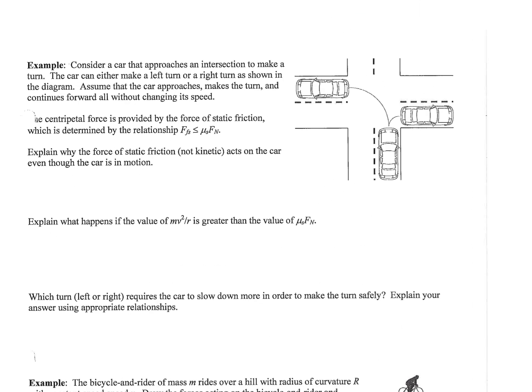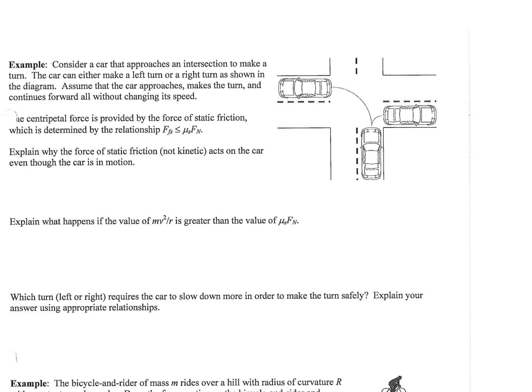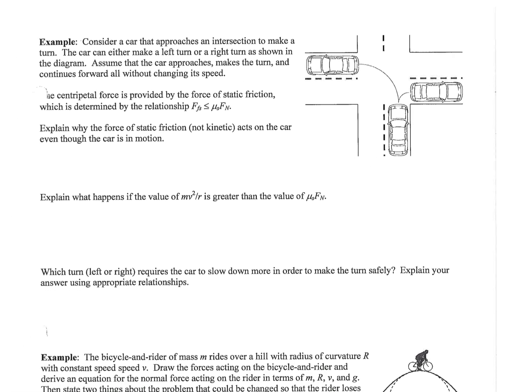Okay, so let's look at a couple more examples. We've got a car going around an intersection, making the turn. The car can either make a left turn or a right turn as shown. Assume the car approaches, makes the turn, and continues forward, all without changing speed. So it has a constant speed. That does not mean it doesn't have acceleration, though. It's got acceleration because it's going around a circle. Okay. This is a circular motion.